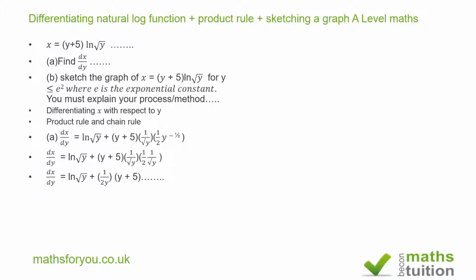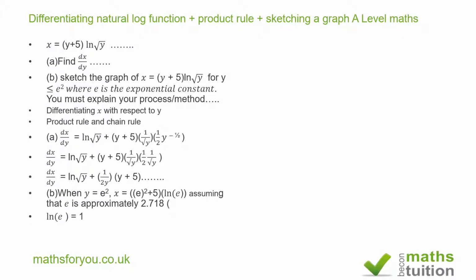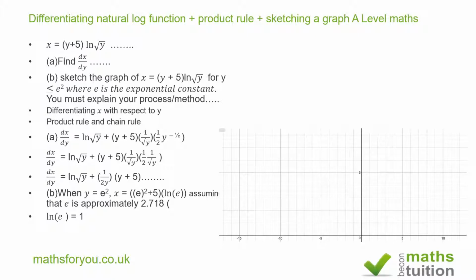Now for part B, we're going to start with y value of e squared. We're going to start from there, y value of e squared. And the square root of e squared is e, and we know that the natural log of e is 1. So now this is my graph. Now that means that when y is e squared, x is 12.4, because we're multiplying all of that by 1, because natural log of e is 1. So we get that the x value when y is e squared is 12.4. So we have our point there about.